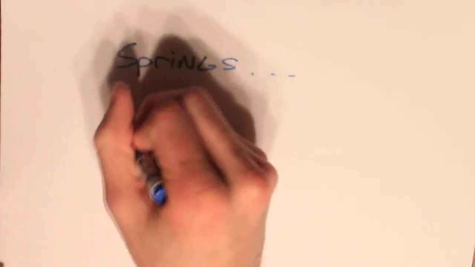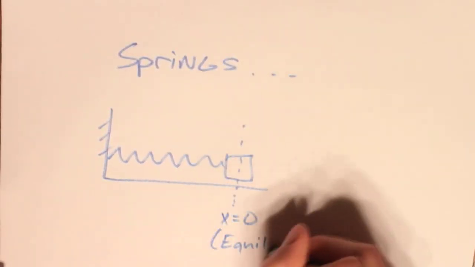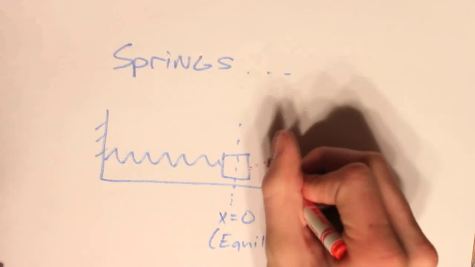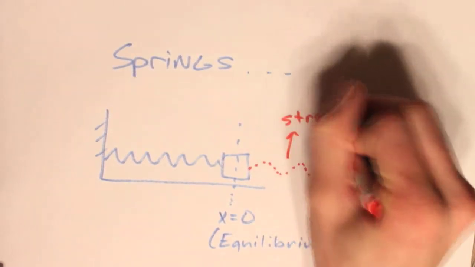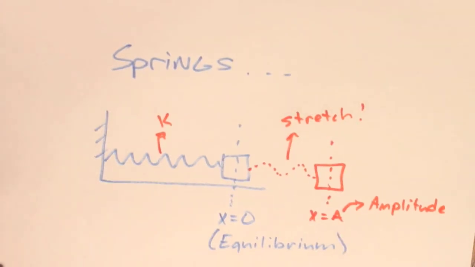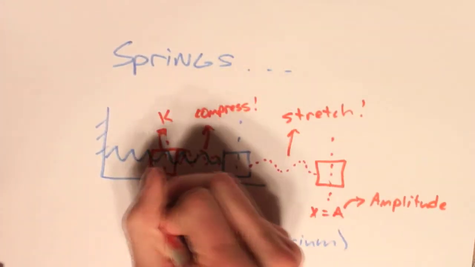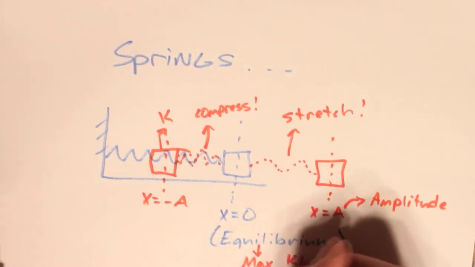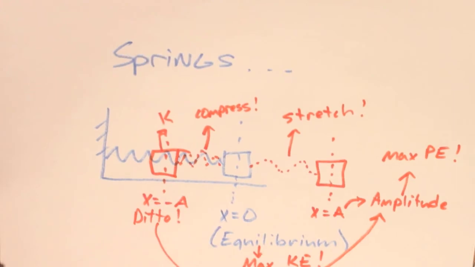Springs also have an equilibrium position. This is where the spring is no longer stretched. Now, if I pull this spring out and I release that mass, I am now at an amplitude, and at the amplitude I have max potential energy. Here my potential energy is due to the elastic force. At the equilibrium position, I have max kinetic energy, just like with the pendulum.